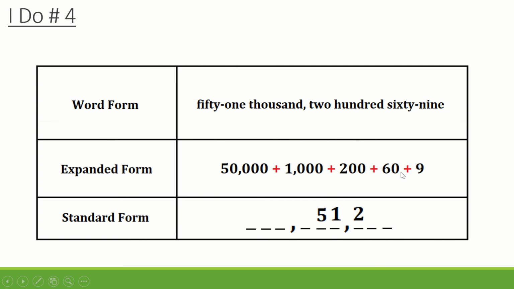I have 60, as is shown here, and that's 6 tens, so I should put a 6 in my tens place. And then finally I have 9, and so that 9 should be placed in the ones place. So this number, which was given to us in word and expanded form, has now been written in its standard form, and it reads as 51,269.